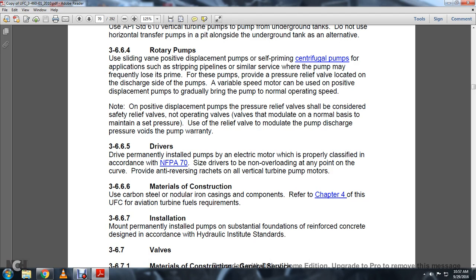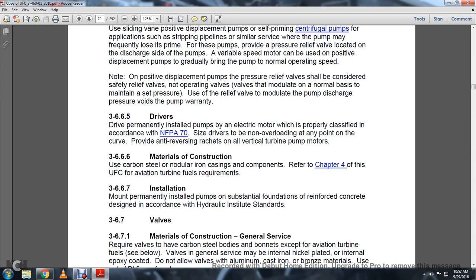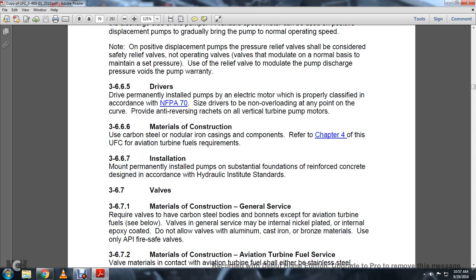2665 Drivers: permanently installed with the pump's electric motor, which is properly classified in accordance with NFPA 70. Size drivers to be non-overloading at any point of the curve. Provide an anti-reversing ratchet on all vertical turbine motors. 3666 Material of construction: use carbon steel with modular inner casing components. Refer to Chapter 4 of this UFC for aviation turbine fuels requirements.